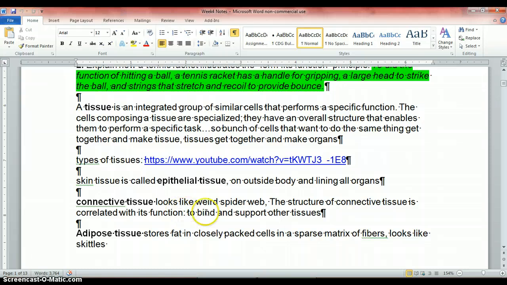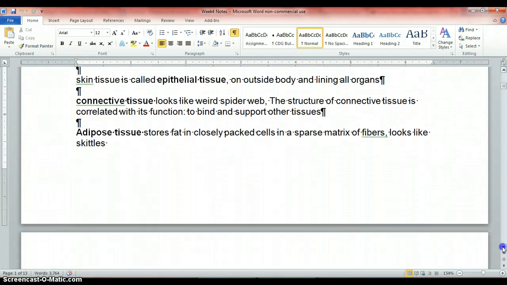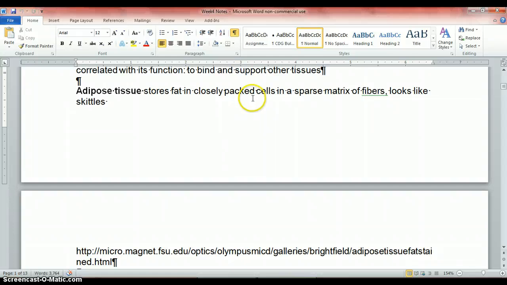Connective tissue looks like a weird spider web. The structure of connective tissue is correlated to its function. It binds and supports other tissues, right? Connective, it connects the suckers. Adipose tissue, scroll up a little bit. It stores fat in closely packed cells in a sparse matrix of fibers. It looks like Skittles, and there's a good link for you to see.